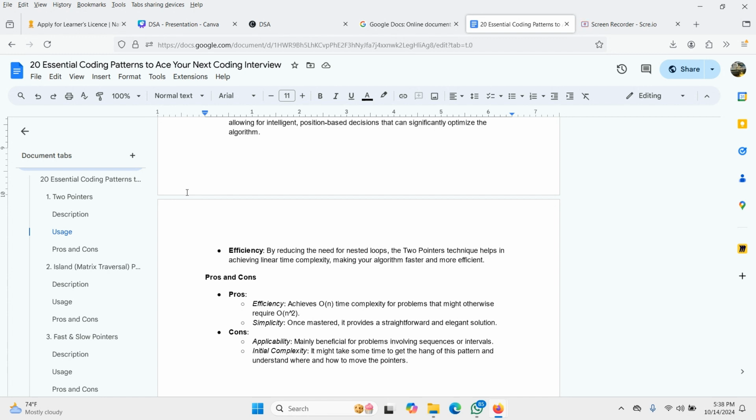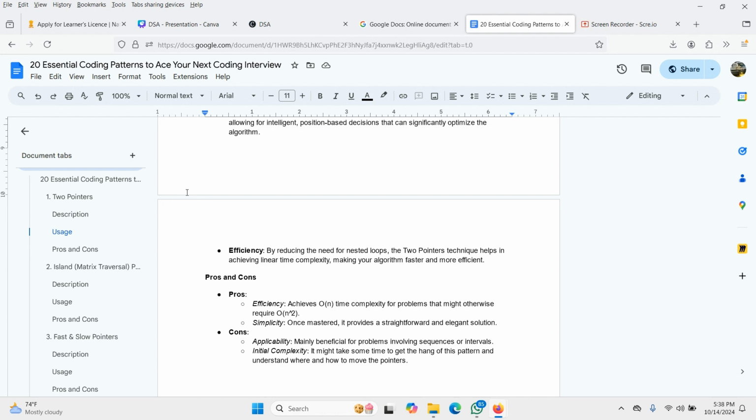So, what are the pros? Algorithms have pros and cons both. So, let's understand the pros and then we can go toward the cons. The pro is that it achieves linear time complexity for a problem that might otherwise take O(n squared) time complexity. Next one is simplicity. Once you have mastered the algorithm, you can provide straightforward and elegant solutions.